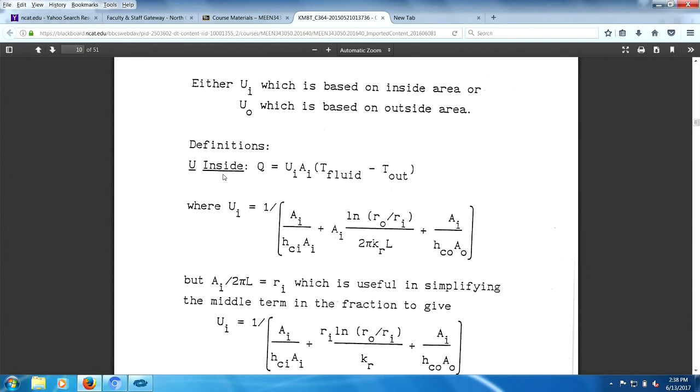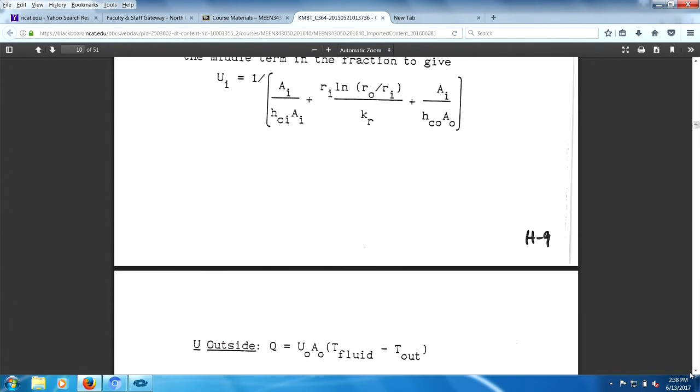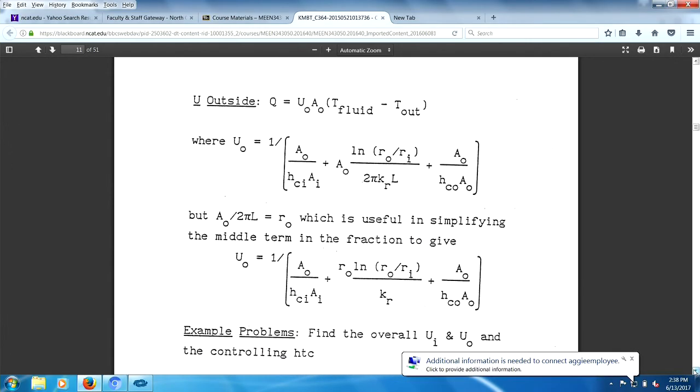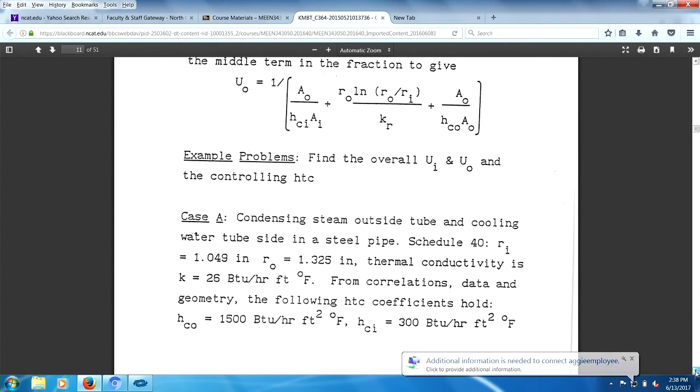And we simply write it Q equals inside overall heat transfer coefficient times area inside, T fluid minus T wall, where you've got this massive thing here, the inside heat transfer coefficient. Or we can write it out based upon the outside heat transfer coefficient, which is based upon the outside area. And what we have here is the overall heat transfer coefficient sitting here. Now we worked through an example problem here, which was kind of pretty cool, right?